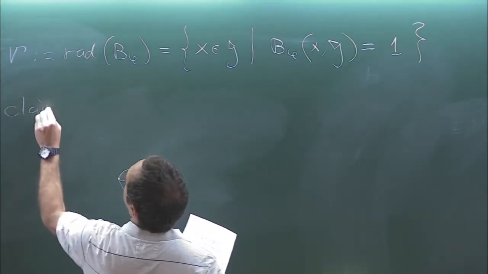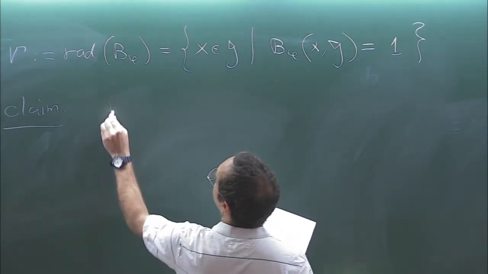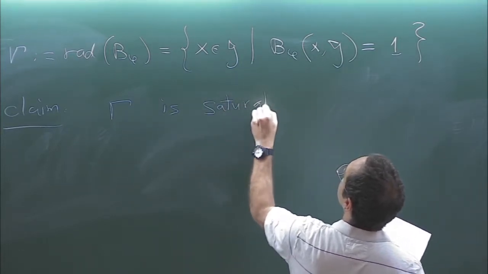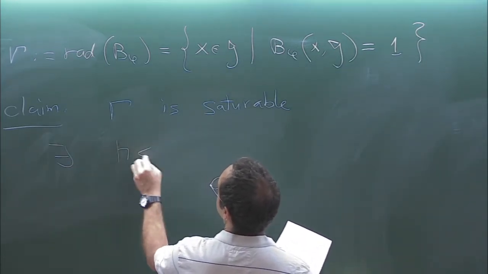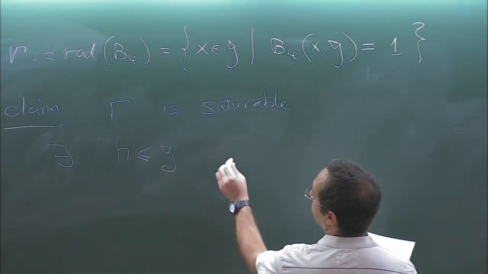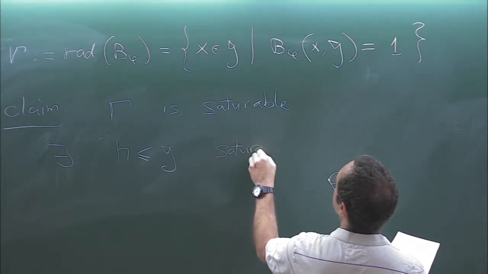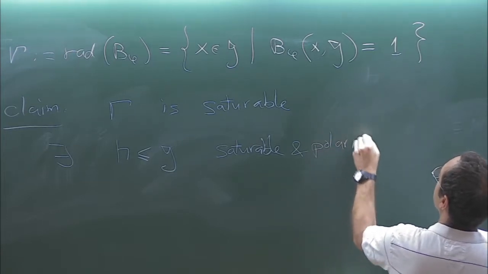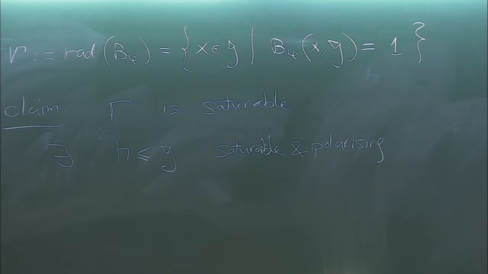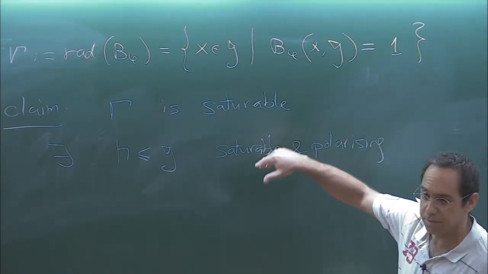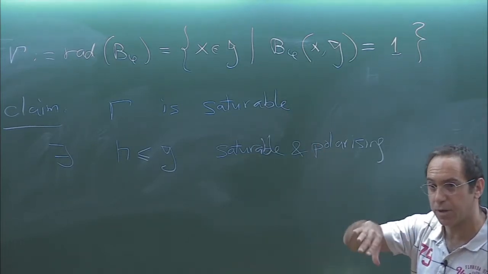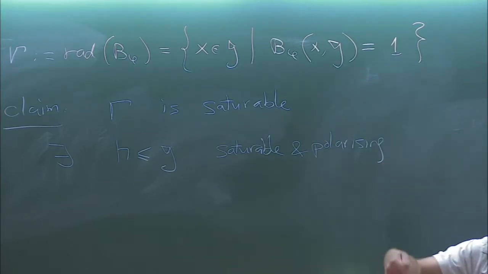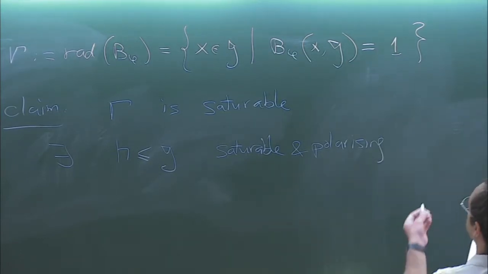Now a claim, which I will not prove, is the following. R is saturable. And there exists an H in G, which is saturable and polarizing, and maximal. I know that this definition is hard to take the first time, and maybe more. So don't worry about saturable here. The only thing you need to think at this point is that we are in the game. We are getting Lie algebras or Lie rings that we can then exponentiate to get groups, and so we can keep the machine going.